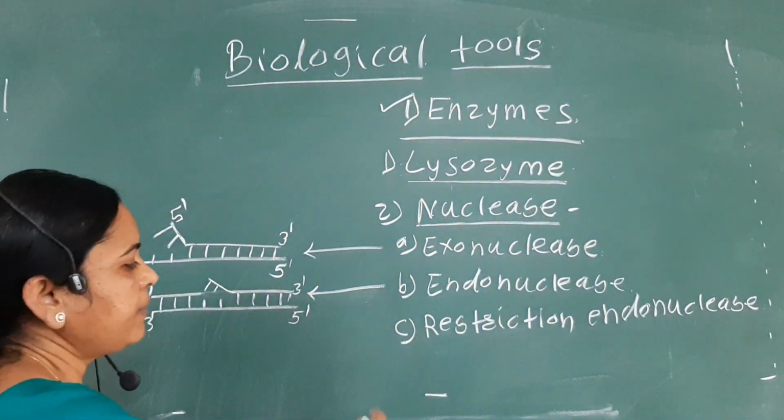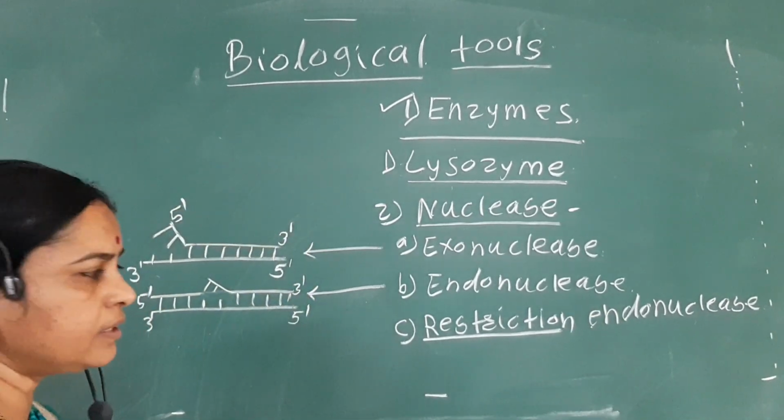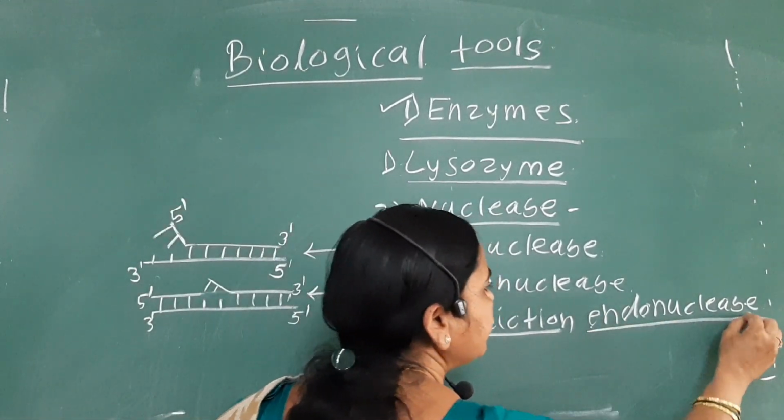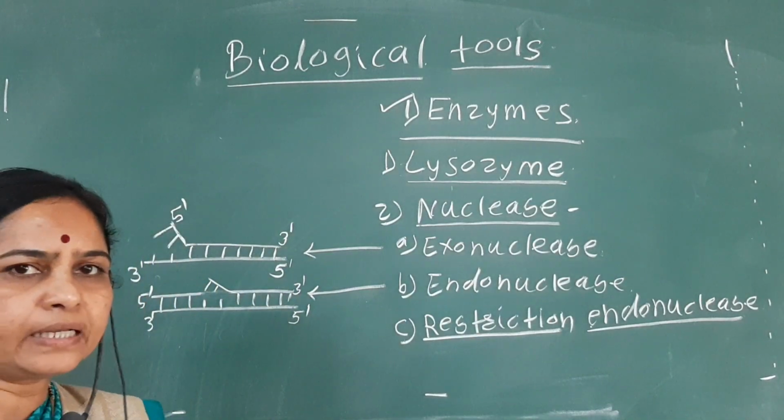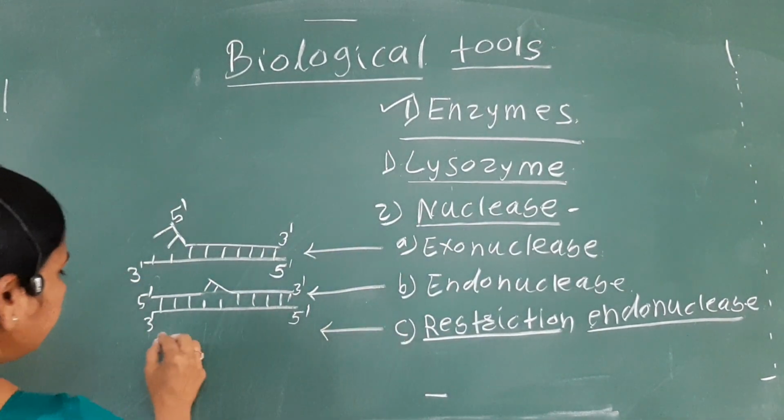Then the third enzyme is the restriction endonuclease enzyme. It cuts the DNA molecule at a specific sequence, that is, in the palindrome sequence.